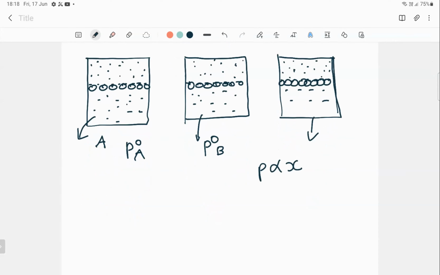Henry law concept. Pressure. See, what happens in the sense? The vapor doesn't go immediately. What happens? It heats and again it comes. So what happens? Solubility is there, right? So that is what I'm saying.